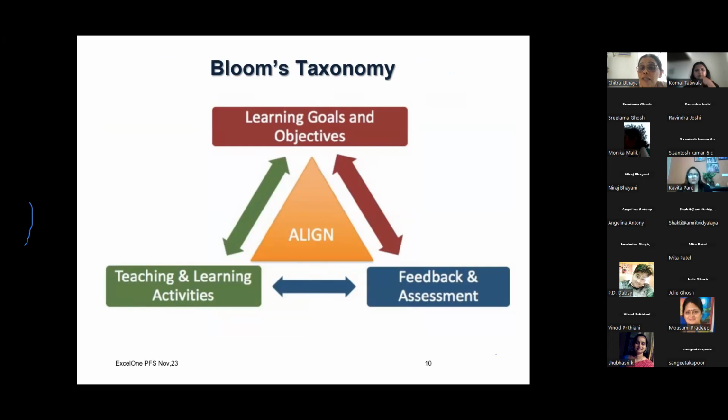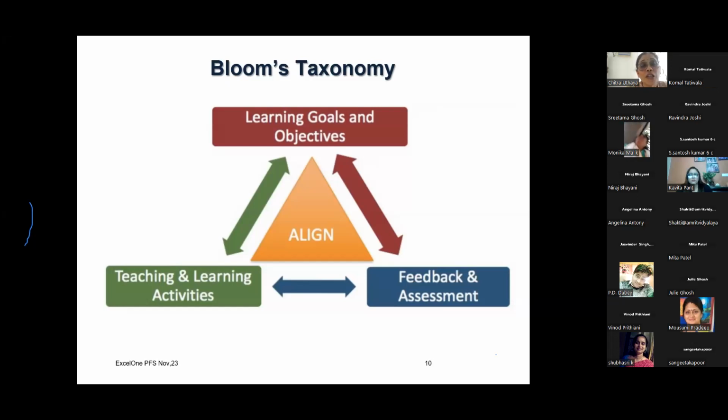Now here you can see that there is a relationship between learning goals, the teaching learning activities, what you do in class, and the assessment. So one actually is related to the other, and nothing stands by itself. Very often what we observe is that there are certain learning outcomes, but the learning outcomes are not in any way related to the assessment, and sometimes the assessment does not reflect the teaching learning activities. So you must see how there is an alignment between these three major aspects in the classroom.